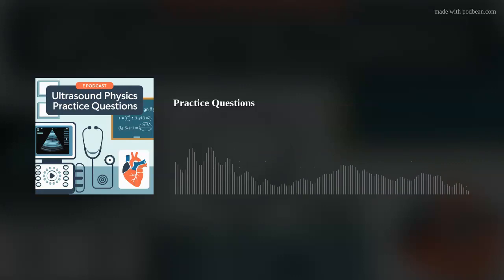Okay, that makes sense. This one is about bit depth, which is apparently important for grayscale displays. What does that mean and why should I care about it? Bit depth is just how many bits are used to represent each pixel in the image. In ultrasound, each pixel corresponds to a tiny piece of tissue, and the bit depth determines how many shades of gray you have to represent the echoes from that tissue.